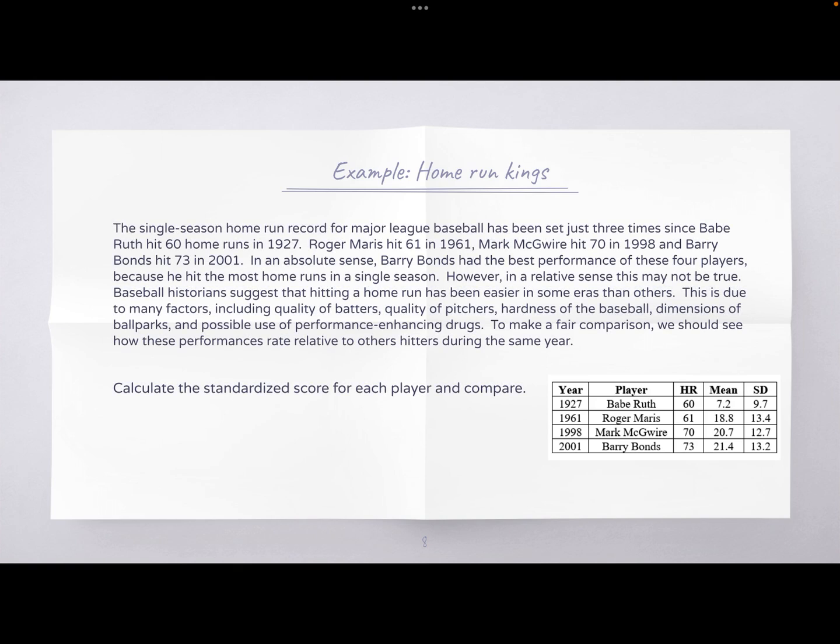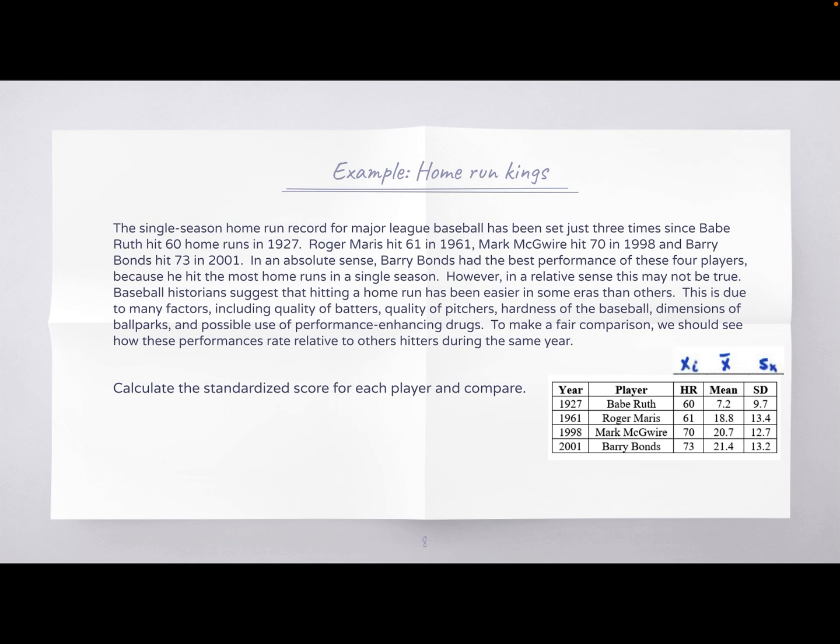Okay, so let's talk about our home run kings. We have this information, so go ahead and read it. You can pause the video to read it. We want to find the Z-score for each one so we can compare. Let's talk about Babe Ruth first. He had 60 home runs. The mean was 7.2. Wow, that's a big difference. The standard deviation is 9.7.